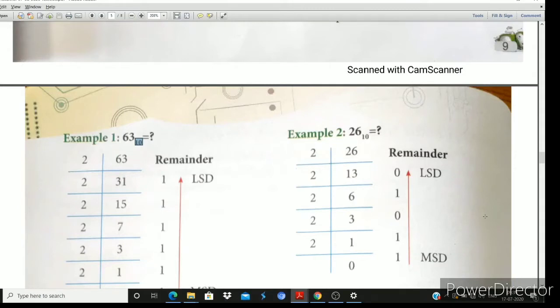So how can we know that this number is a decimal number? With the help of this base.